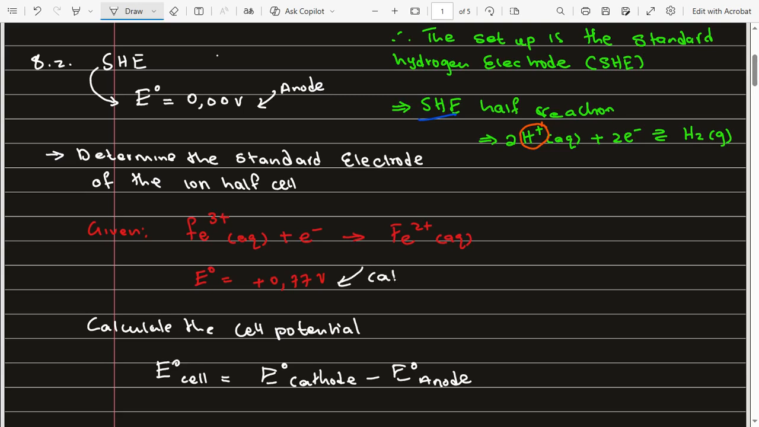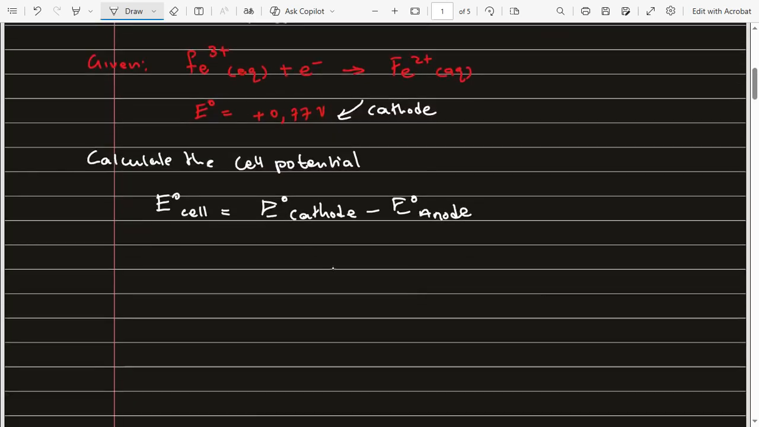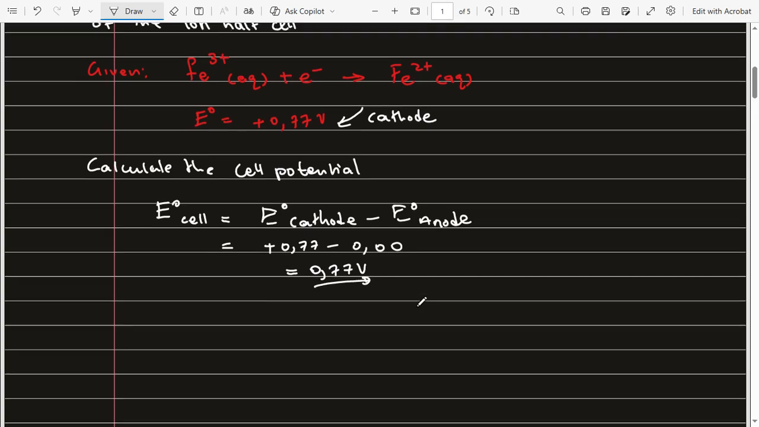This is my cathode. So when I do the substitution, this will be equal to the positive 0.77, and I'm going to subtract 0.00, which just gives us 0.77 volts. So the voltmeter reads 0.77. That's your final answer.